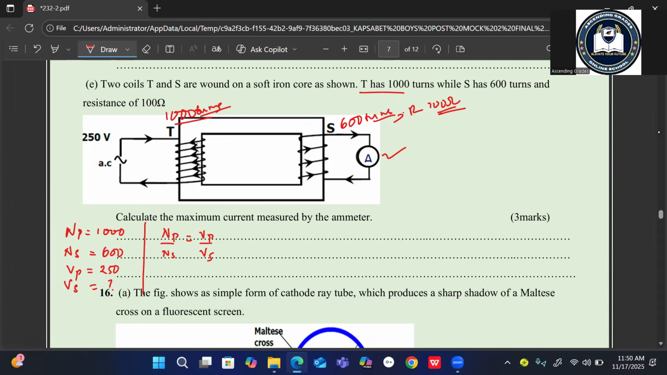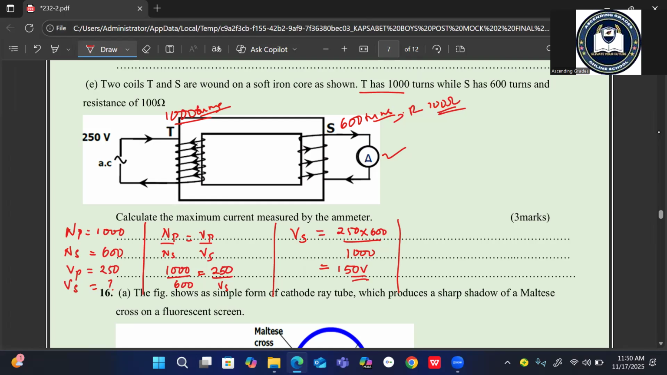So we have 1,000, now substituting, over 600 is equal to VP, we have said it is 250, divided by VS that we don't know. So it means that our voltage at the secondary will be given by 250 times 600 divided by 1000, and we get 150 volts.